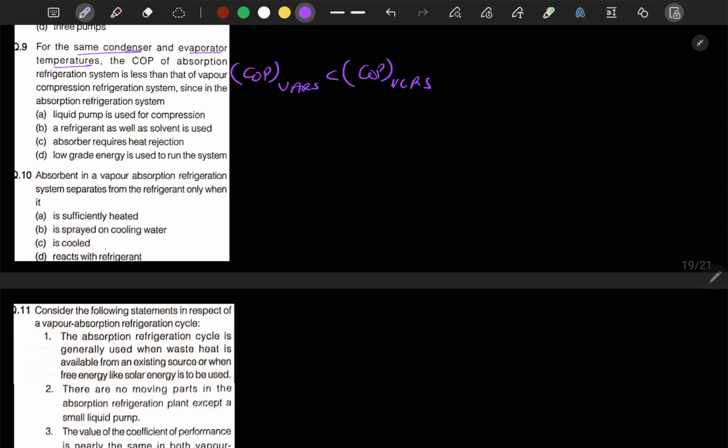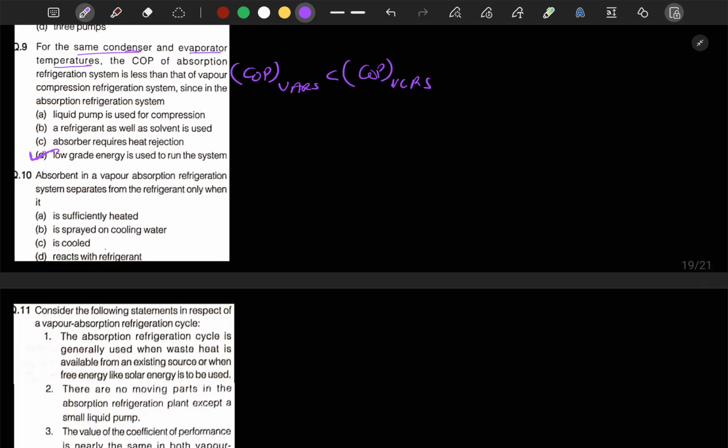So it is mentioned why this happens. Because a liquid pump is used for compression? This is incorrect. The refrigerant as well as solvent is used? This is also not. Low grade energy is used to run the system. This option is correct. Due to the low grade energy used in the VAR system, its COP is less.